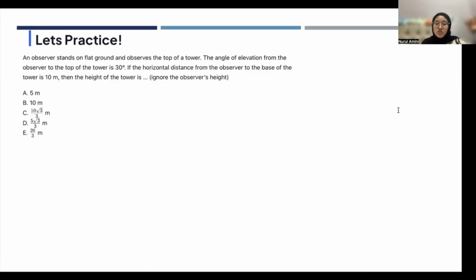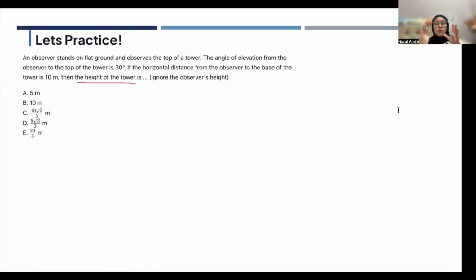There is one question that we will answer. I will read the question first. An observer stands on flat ground and observes the top of a tower. The angle of elevation from the observer to the top of the tower is 30 degrees. If the horizontal distance from the observer to the base of the tower is 10 meters, then the height of the tower is... so we will find the height of the tower.